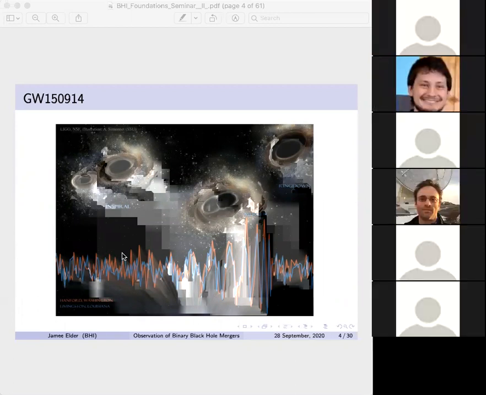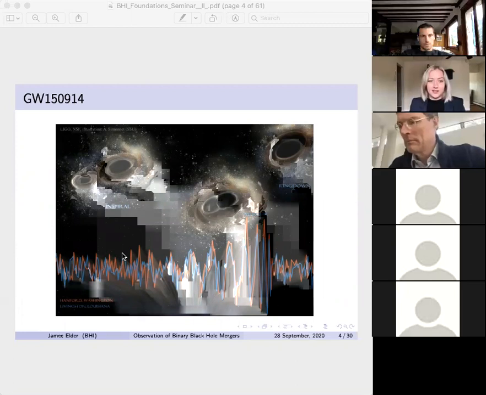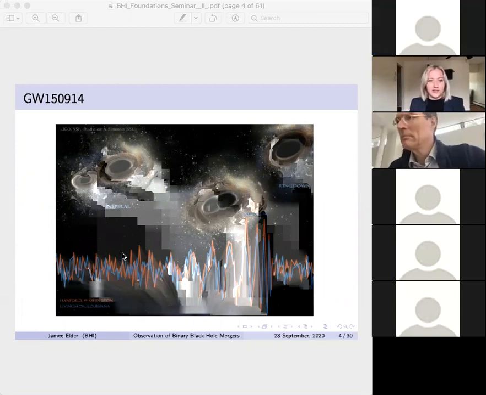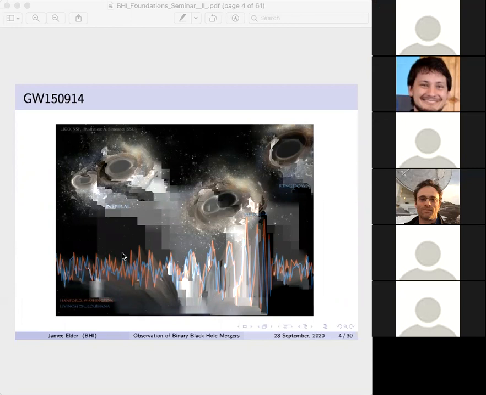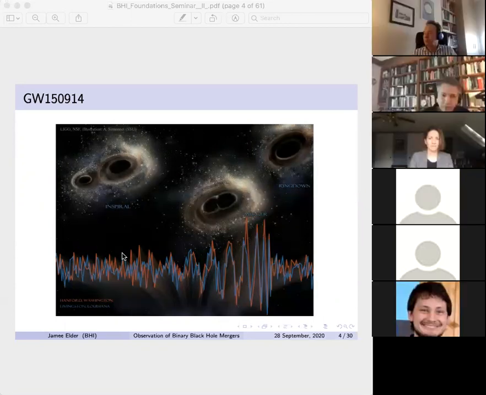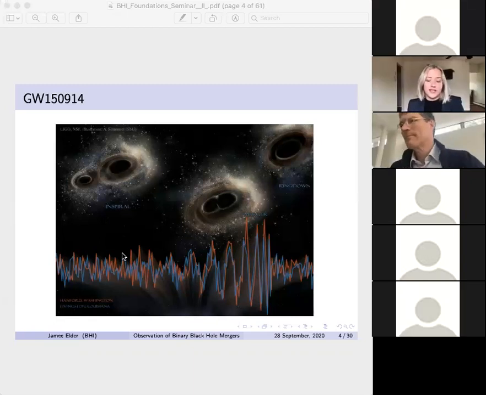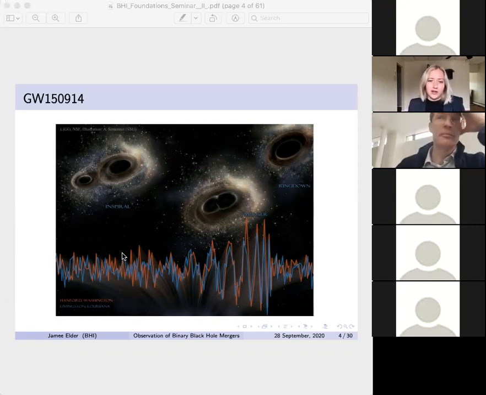The signal can be divided up into three parts. The inspiral, where you have, in this case, a binary black hole, and the two components are orbiting around each other and producing gravitational waves with increasing frequency and amplitude. The merger, where they rapidly plunge together and collide, producing that spike, the strongest part of the signal, and then the ringdown as the signal starts to decay after the merger.